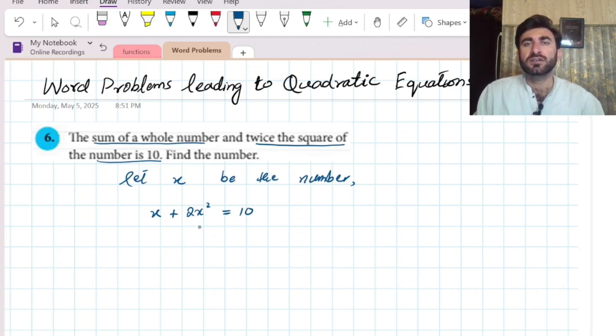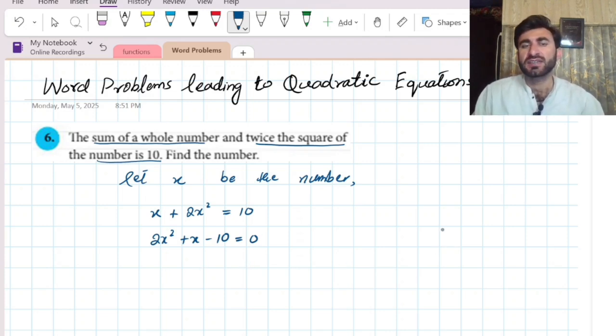Because this is a quadratic equation, we have to change it into standard form by writing the quadratic term first, then the linear term, and then the constant. From the right hand side to the left, it will become 2x square plus x minus 10 equals 0. Now, if it appears in P1, then we have to solve it with the factorization method, otherwise we can use the formula as well.